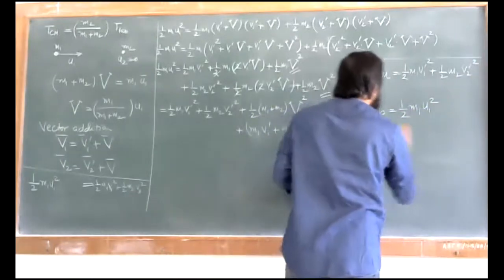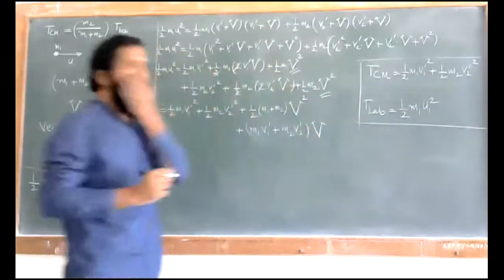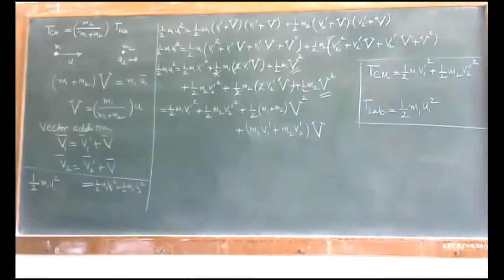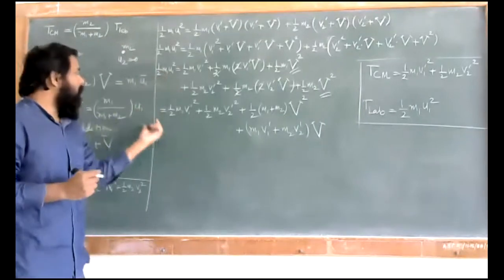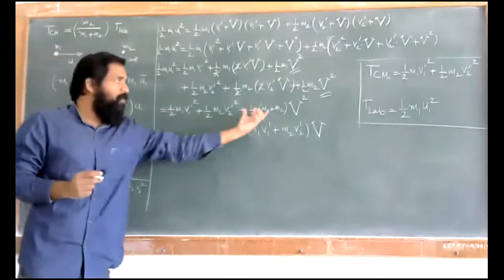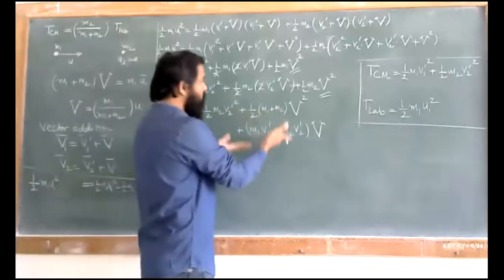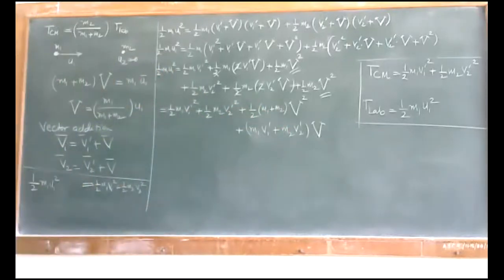So you can have two things, TCM and T laboratory frame of reference. And we have to look at this point. What does this mean? m1 v1 dash plus m2 v2 dash, okay.